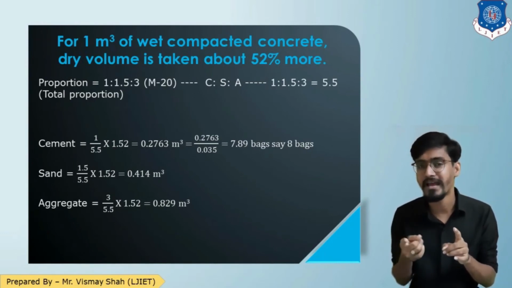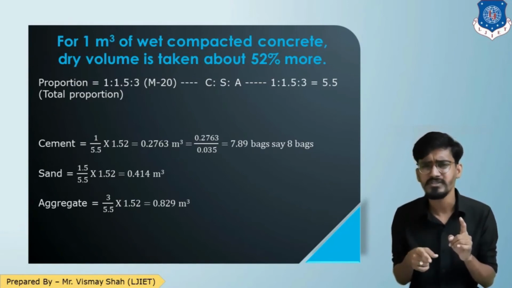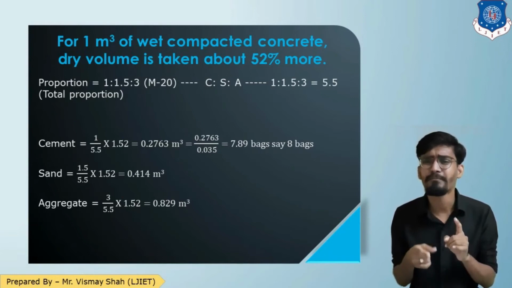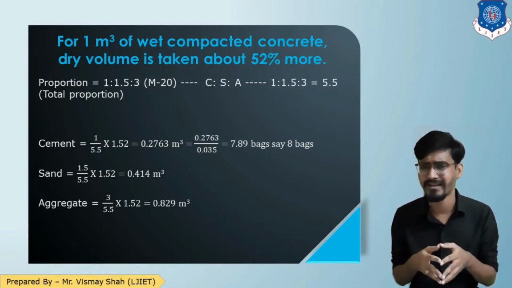Now to convert them into number of bags, we need to divide this 0.2763 cubic meter by 0.035 cubic meter. So that will give us 7.89 bags. You can round it off to 8 bags.